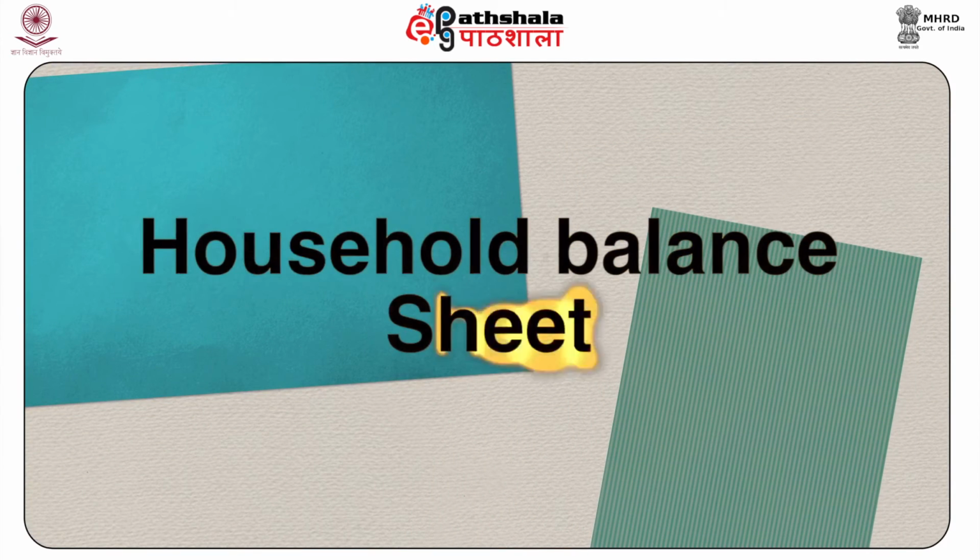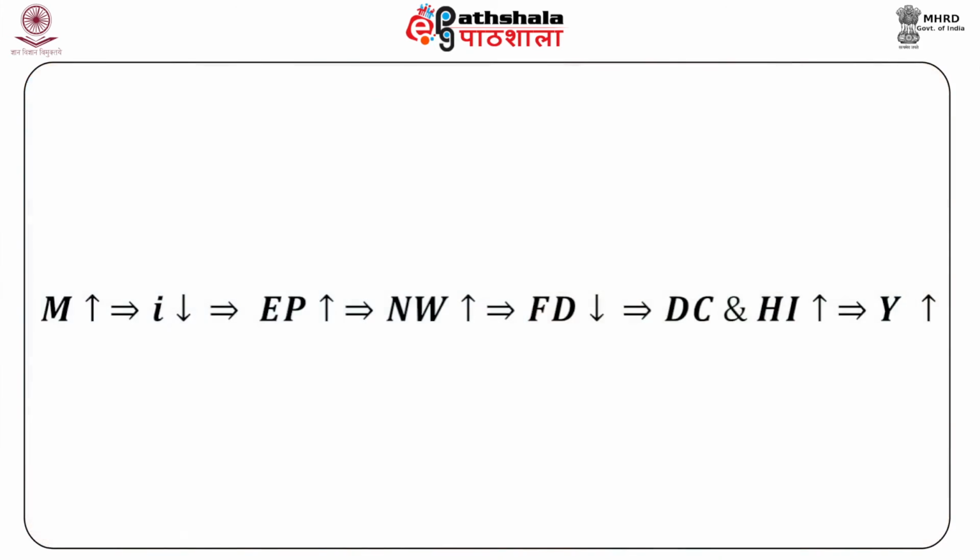The third one is household balance sheet. This works as under. M increases, leading to a fall in I, leading to increase in EP, an increase in NW, which leads to a fall in FD, which leads to an increase in DC and HI, which leads to an increase in income or Y. Household net worth is important consideration for their durable consumption, that is DC, and housing investment decisions, that is HI. Higher net worth reduces chances of financial distress, whereas lower net worth increases.